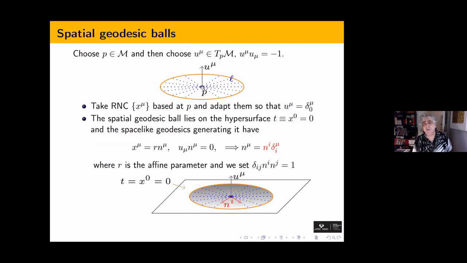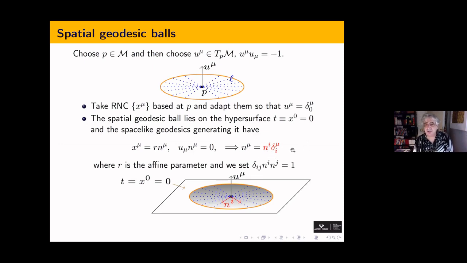Now, for this special geodesic ball, if you throw space-like geodesics from the point P, which are initially orthogonal to U, you can prove that these geodesics lie on the hypersurface x^0 = 0. And as we are using Riemann normal coordinates, the basic idea is that geodesics satisfy this very simple relation. They look like straight lines. Here r is the affine parameter, n is the vector initially tangent to the geodesic. Of course, we choose this vector to be space-like with respect to U, and therefore it has no zero component.